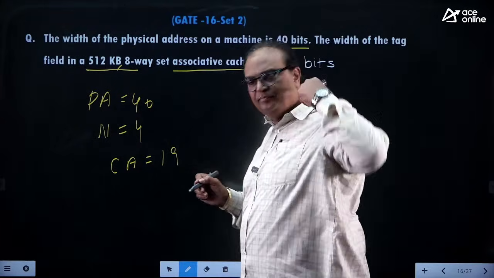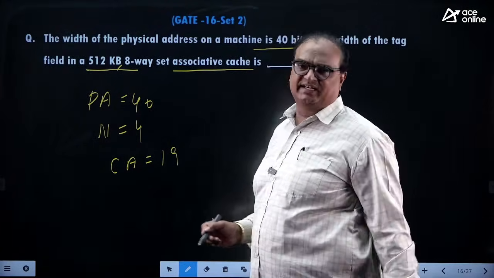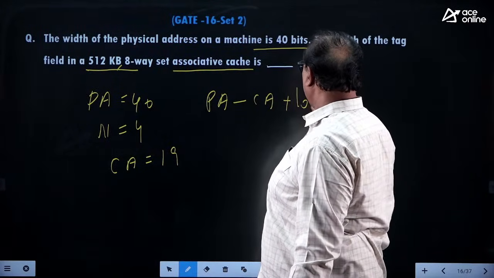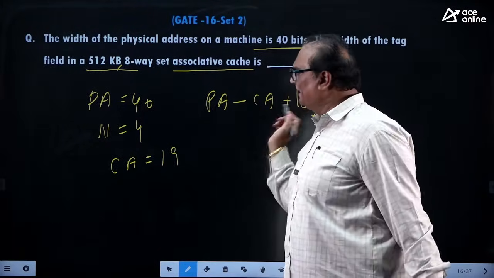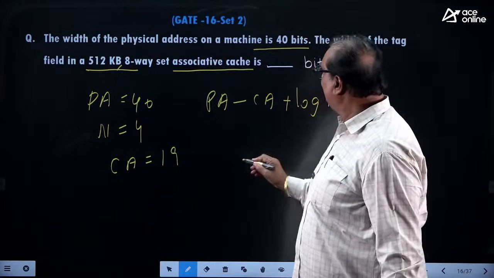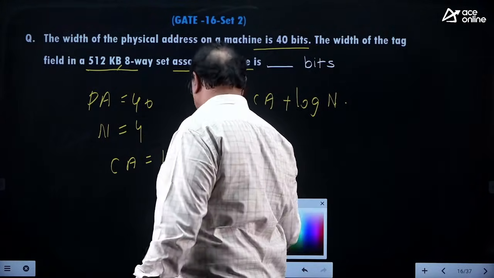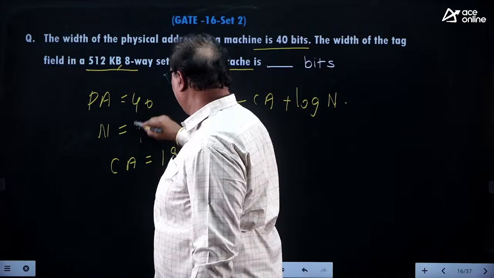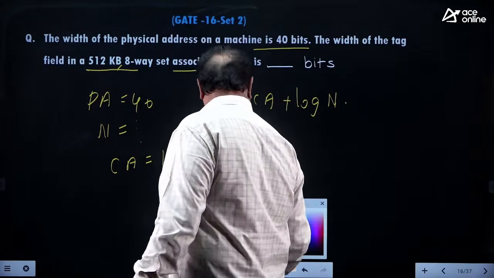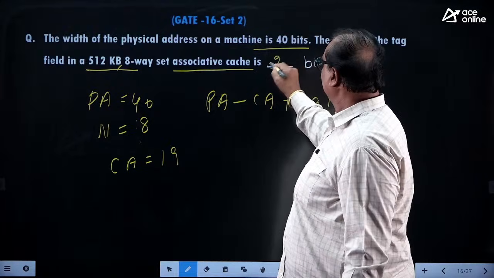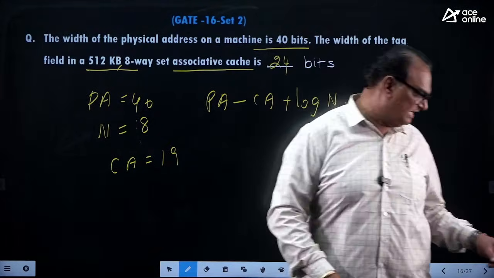Already we know the expression for finding the tag field size: PA minus CA plus log n. Here if you apply this one, nothing but 21. Here associativity, not 4, here 8. Given associativity is 8. That's why 21 plus 3, 24. Answer is 24.